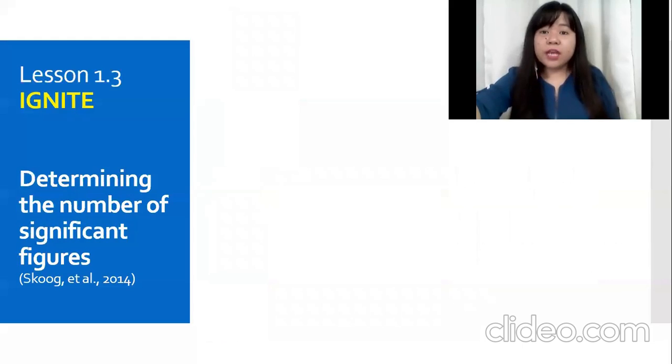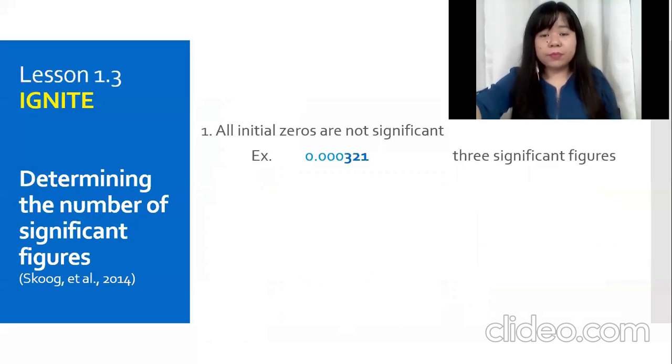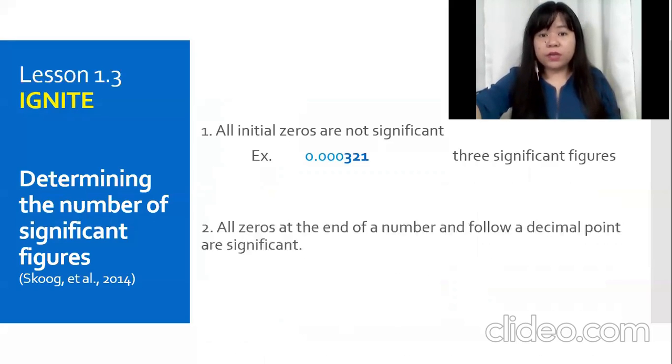Next, how about significant figures in reported numbers or measurements? We have the following rules. First, all initial zeros are not significant. For example, in this number, the 4 zeros before 3, 2, 1 are not significant. So this reading only has 3 significant figures.